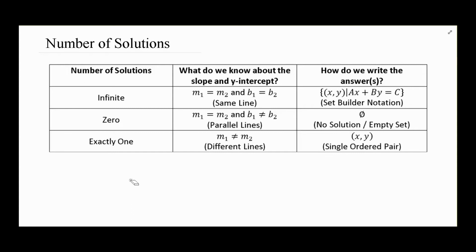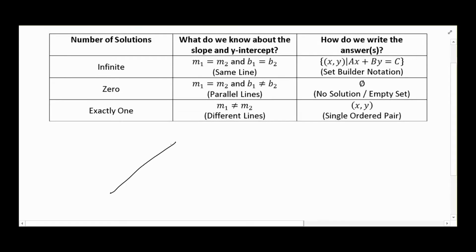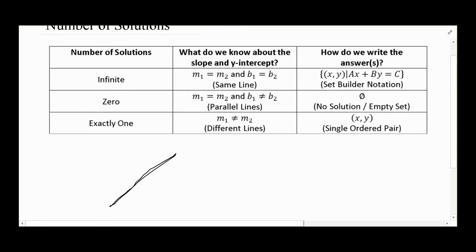Now there's other things that can happen though. So we could have one line right here and the second line be right on top of it. If your slope is the same and your y-intercept is the same, so that your two lines are really the same line, then you want to say, all right, where do these lines cross? Well, they're crossing all the time. So there's an infinite number of solutions. Now, the way that we write that answer, you can see in the third column of the table over there, is what we call set builder notation.